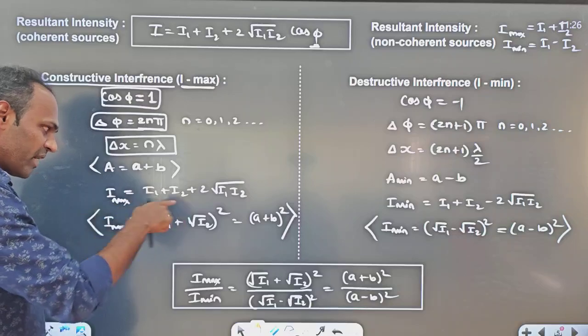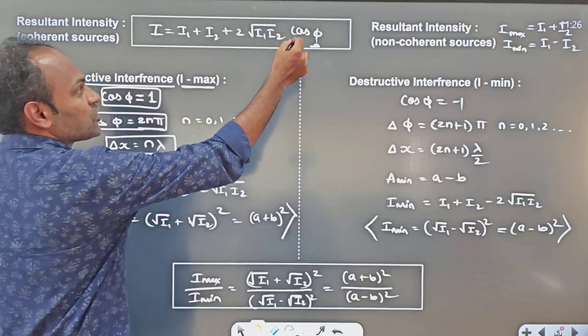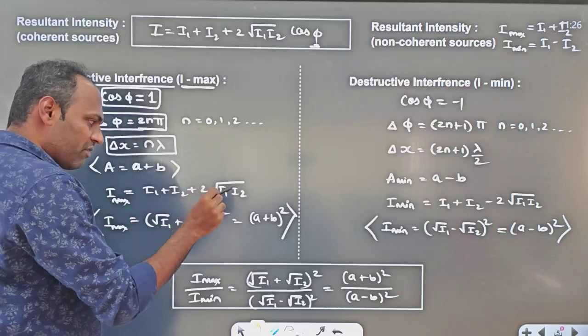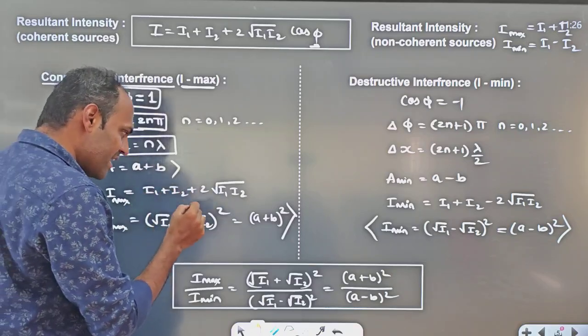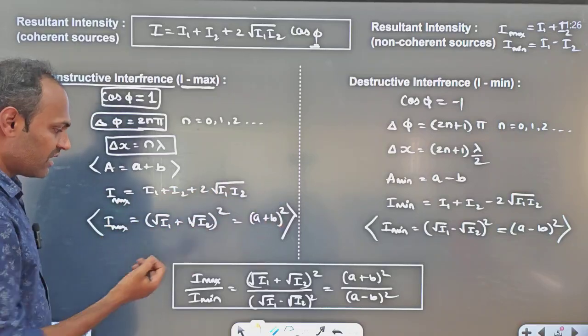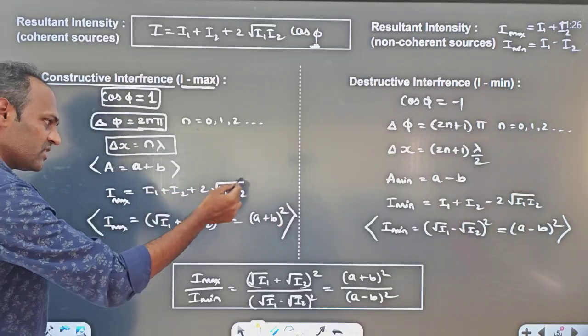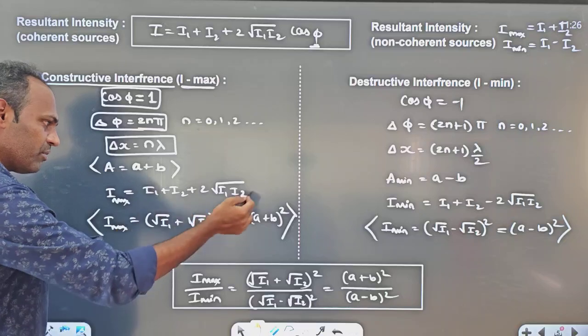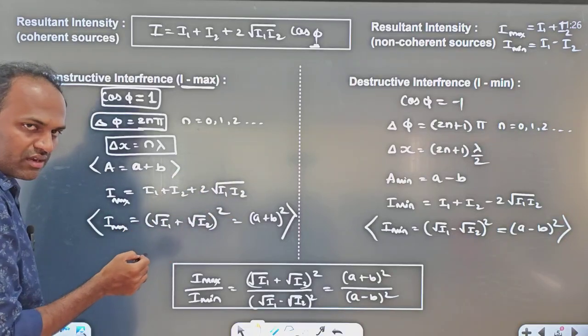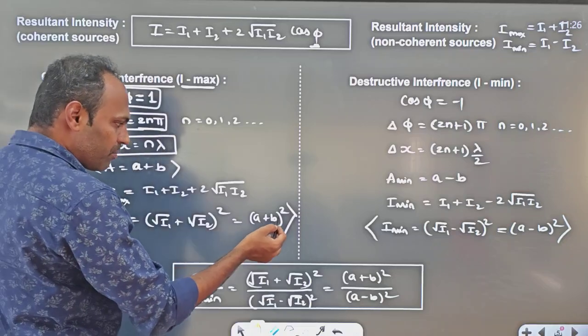Resultant intensity: look, for maximum intensity, when cos phi is 1, I will get I1 plus I2 plus 2 root I1 into I2. Right? We are adding 2 root I1 I2 here. Okay, you will get to know the difference there. Okay, now next, look, I can express this in a plus b whole square form. If I express it in a plus b whole square form, it will be root of I1 plus root of I2 whole square, or in terms of amplitude it will be a plus b whole square.